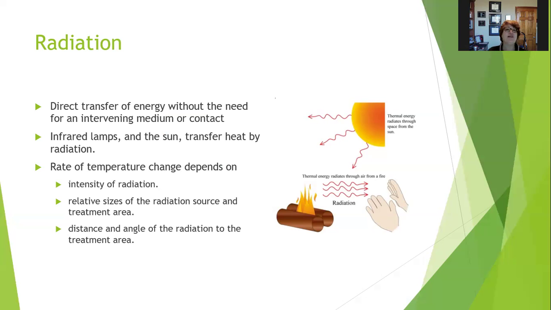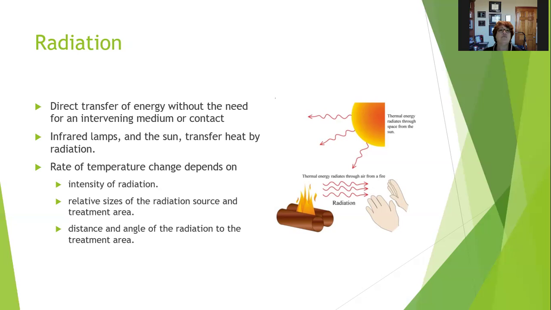So the rate of temperature change depends on the distance and angle of radiation to the treatment area. So that's why the sun's hotter when you're at high altitude, because the distance is less. The intensity of the radiation and the relative sizes of the radiation source and the treatment area. So they used to use infrared lamps in therapy for treating all sorts of things and for heating. And now there are other treatments, so that's sort of gone out. But the rate of temperature change is going to depend on that.